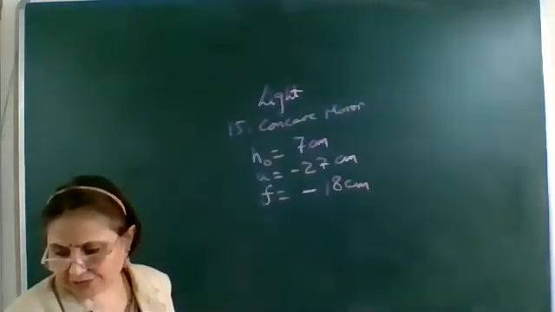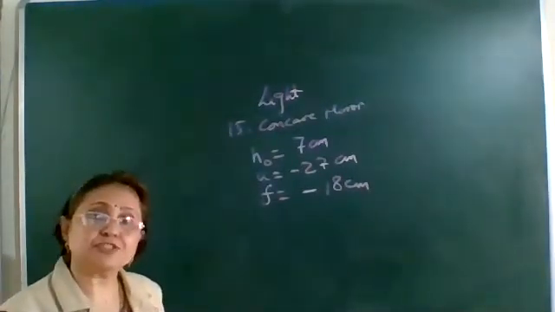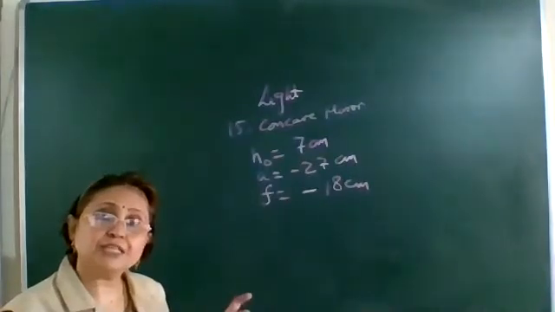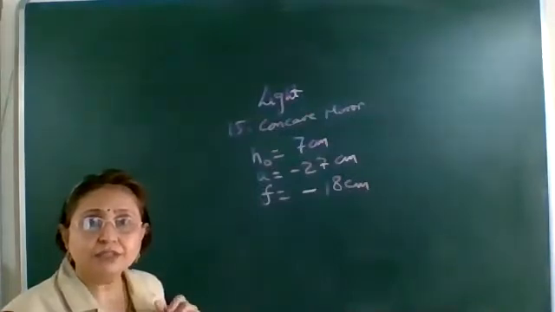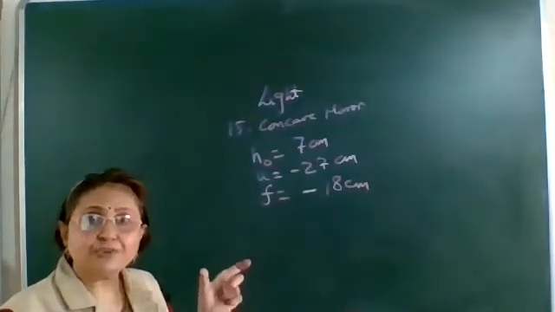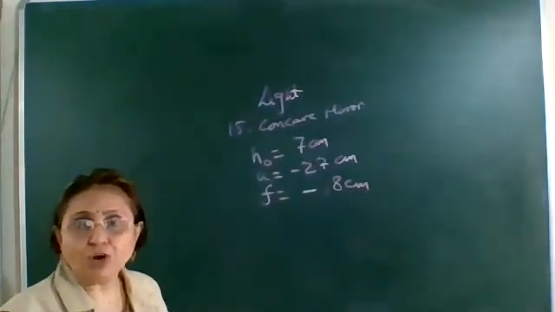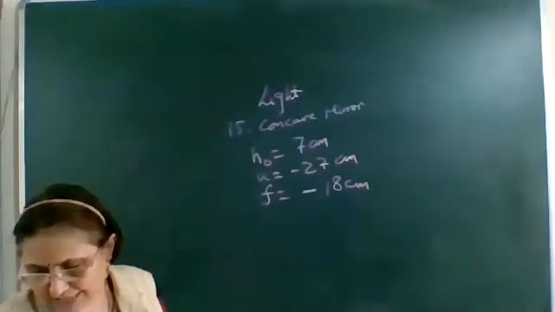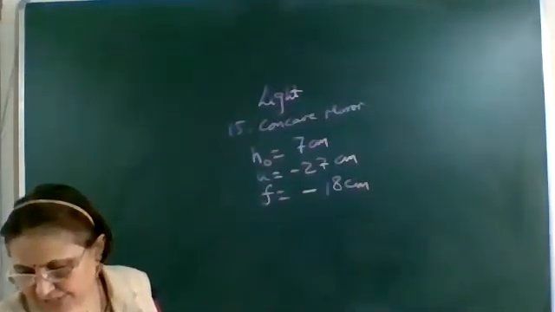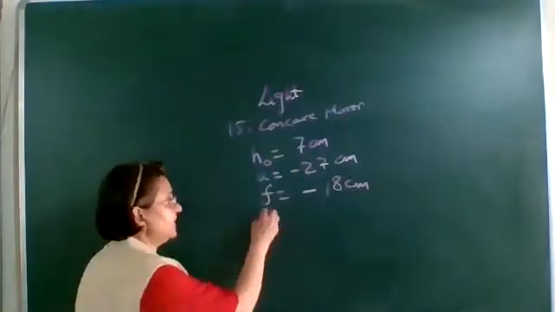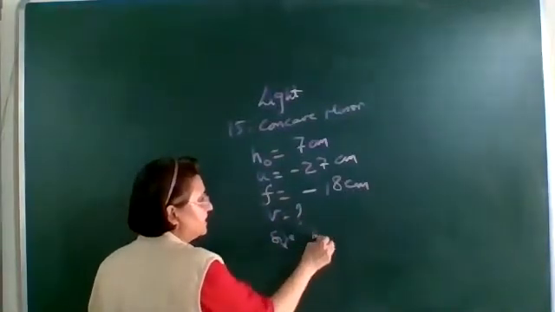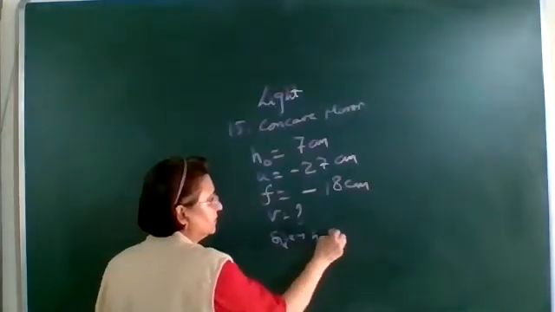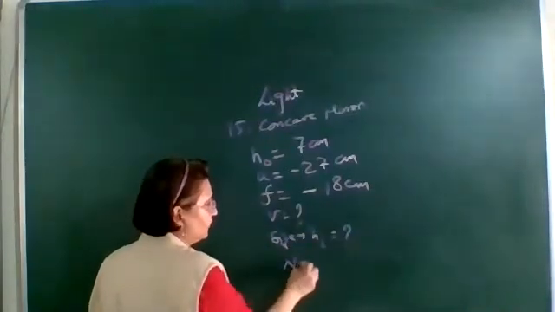At what distance from the mirror should a screen be placed? Wherever we are placing the screen, we are obtaining the image over there. So the distance from the pole to the screen is what? The image distance. That is, we have to find out the image distance and also the size and nature of the image. Size, that is hi, and nature of the image.